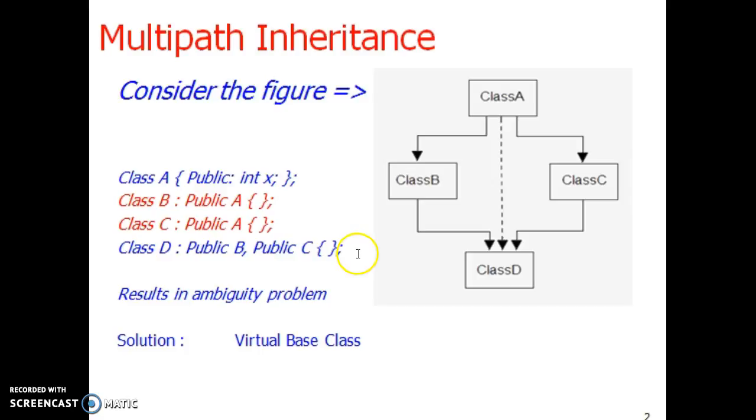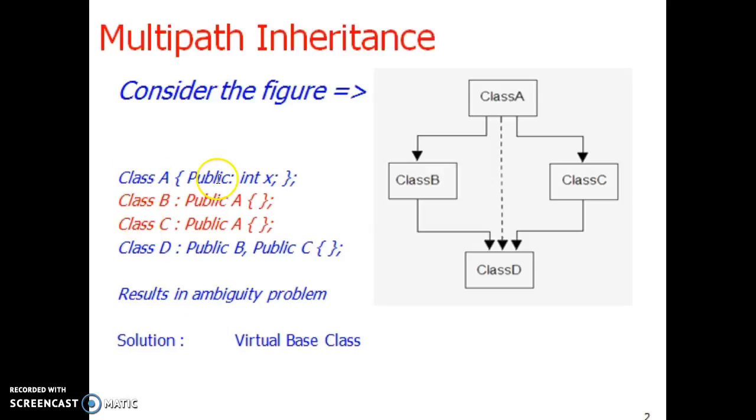In other terms, I can say class D is getting some features of class A through two different paths. One path is through class B and another path is through class C. So here class D is receiving the features of class A through two different paths, and hence you can call it multipath inheritance.